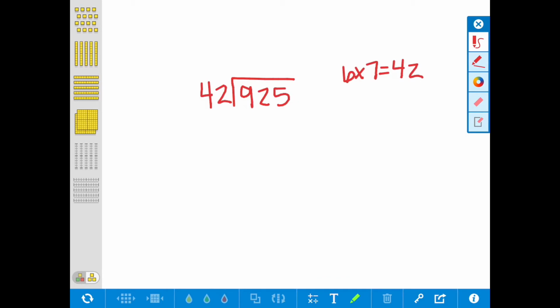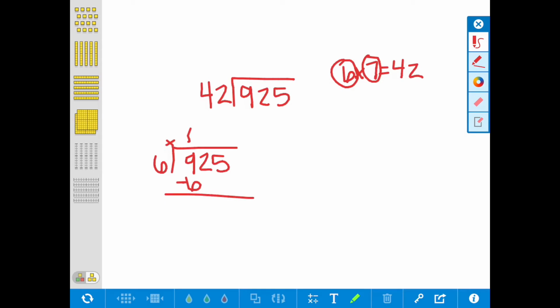So let's see here. It doesn't really matter which one we pick, but we need to divide by both 6 and 7. So I'll just start with the 6. 925 divided by 6. 6 goes into 9 how many times? It does fit, and it's going to fit one time. 1 times 6 is 6. 9 minus 6 is 3. And bring down our 2.